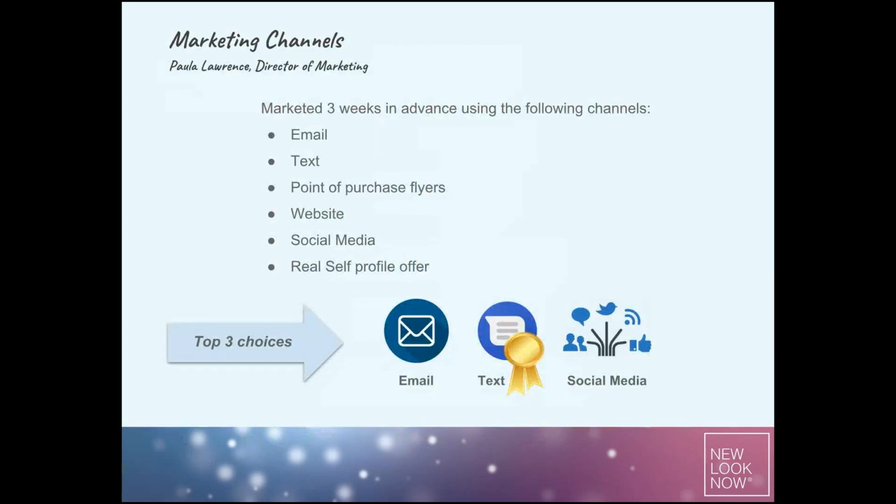Okay, so here are the marketing channels that Paula leveraged. She marketed 3 weeks in advance using email, text, and point of purchase flyers. She posted on their website, in social media, and also in a RealSelf profile offer. Of those, we asked her what her top 3 would be if you had limited resources. She definitely said that email, text, and social media are the most powerful. If you only have limited resources, those would be the best to utilize.